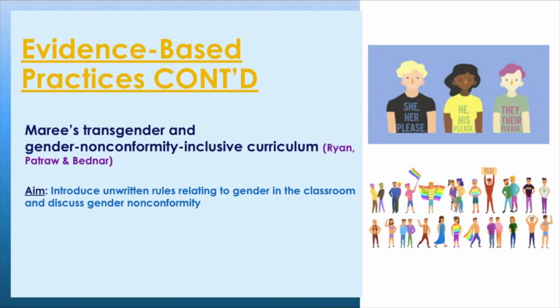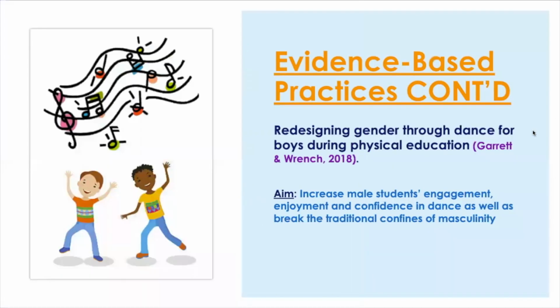So findings for this practice showed that it developed children's vocabulary around different ways of identifying and expressing gender. So for example, this is using the right pronoun to respect people's affirmed gender, and it helped children open up on the issue of gender, as well as better understand characters in text and popular culture.